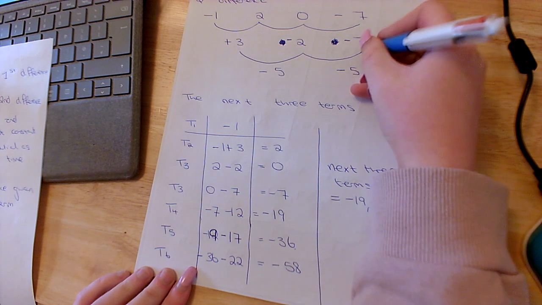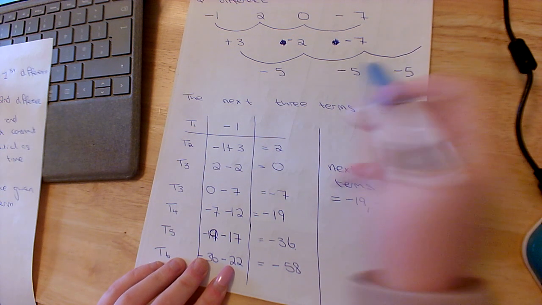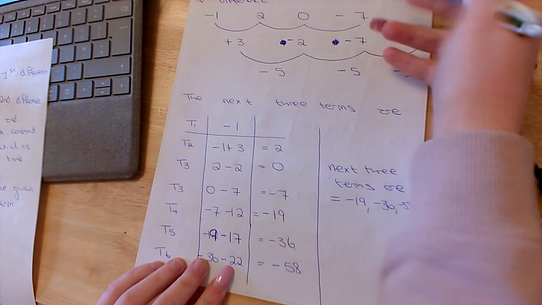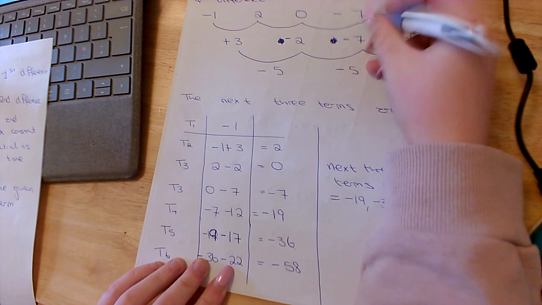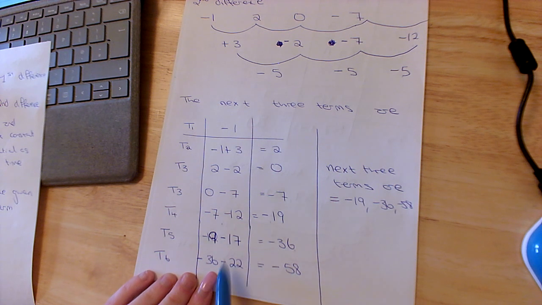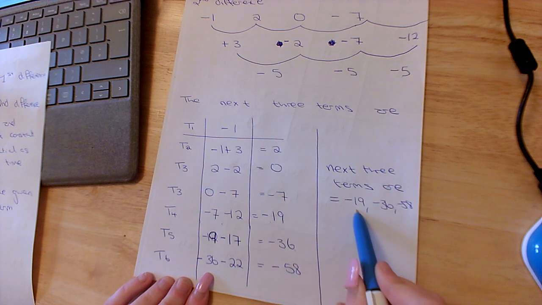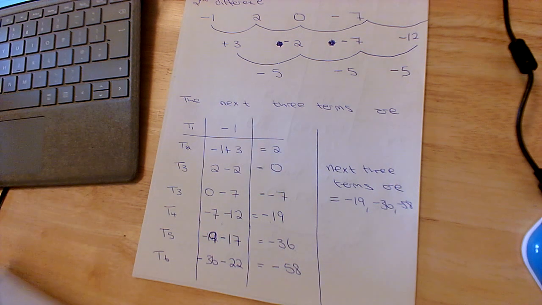So if you look up here, girls, if I was going out this way, I'd have to go minus 5 again. So I go minus 7 minus 5, that gives me minus 12. And then I go minus 7 minus 12, that's what I've written down here, and that gives me minus 19. Then I bring down my minus 19, and I have to go minus 12 minus 5, that will give me minus 17, and that's equal to minus 36. And then I do the same here, and I get my three next terms are minus 19, minus 36, and minus 58. And that's it, fully completed.